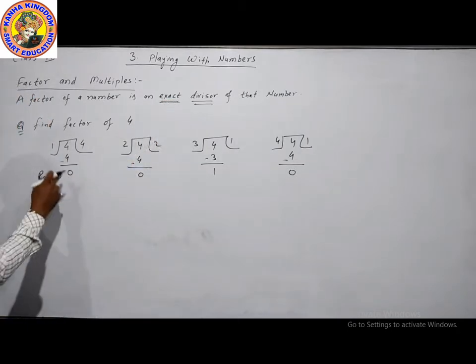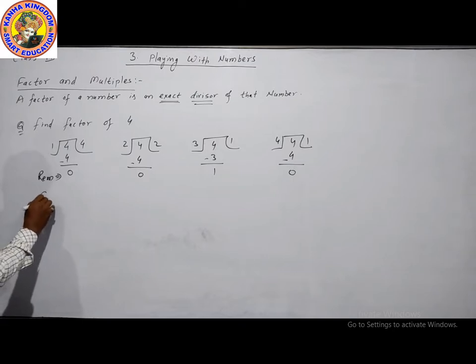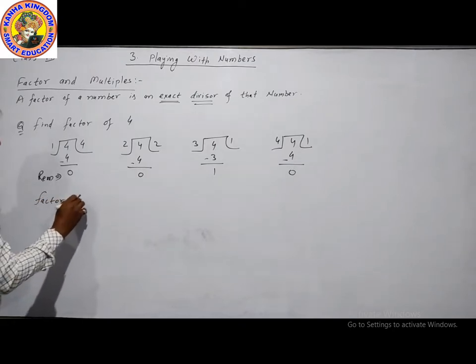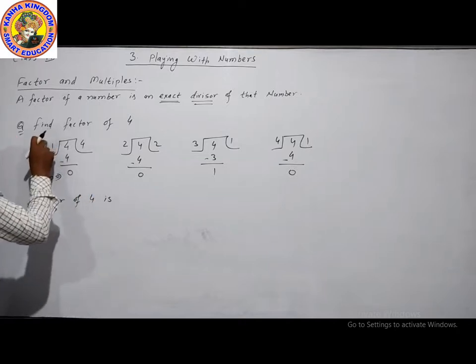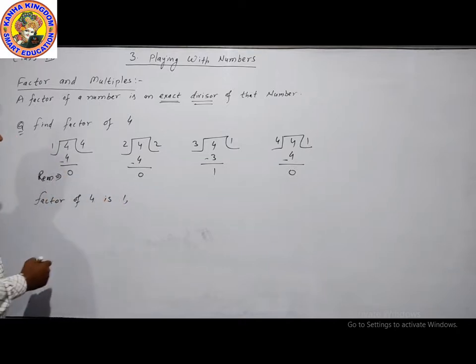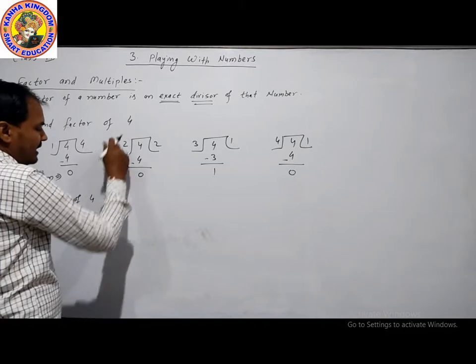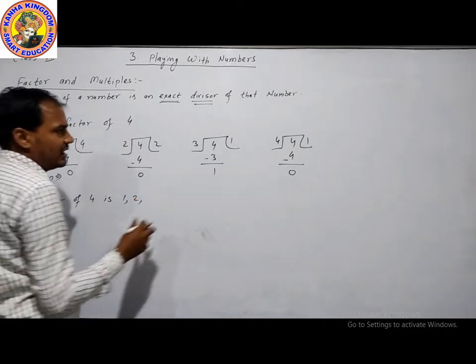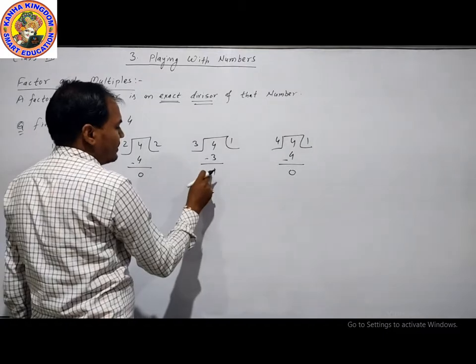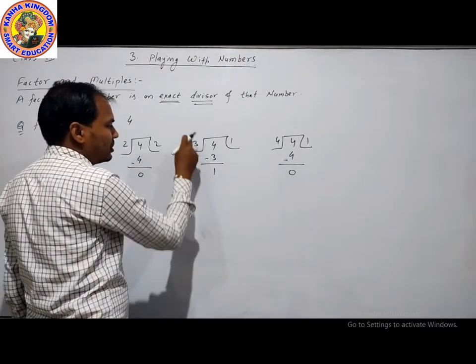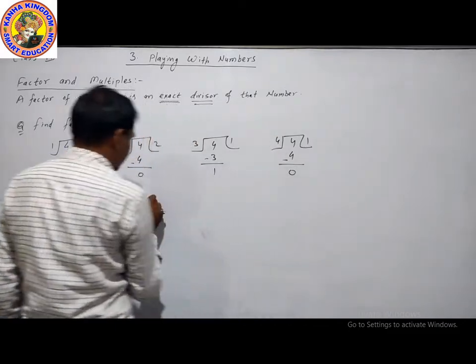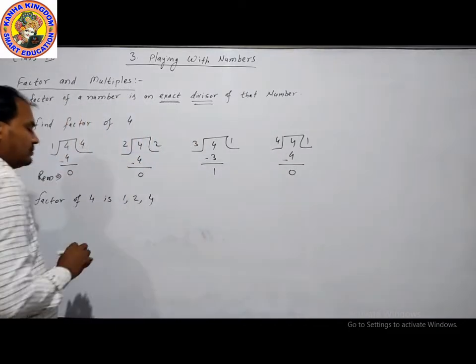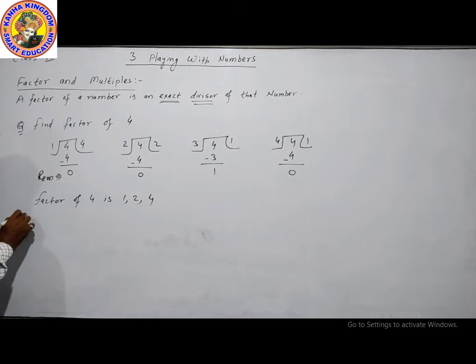So what are the factors of 4? By dividing by 1, it exactly divides. By dividing by 2, it exactly divides. By dividing by 3, remainder is 1, not equal to 0. So 3 is not a factor of 4. Now, let's take another example.